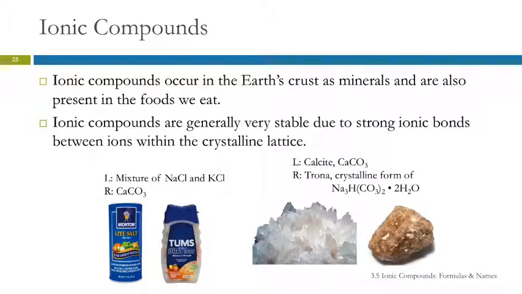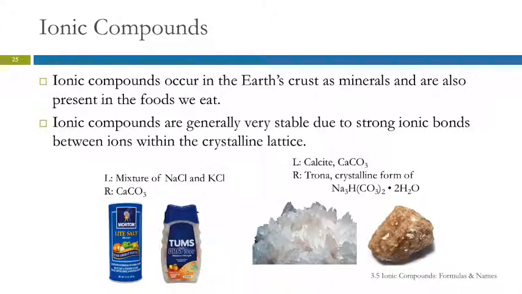Well, let's talk about ionic compounds. Ionic compounds are very prevalent. They occur in the Earth's crust as minerals. They're present in the foods that we eat. It's how our bodies get trace metals and other nutrients like that. Ionic compounds tend to be very stable because ionic bonds are very strong within that crystalline lattice.